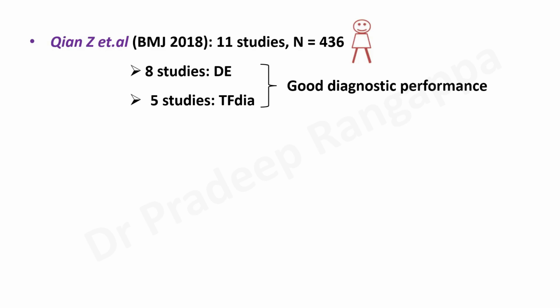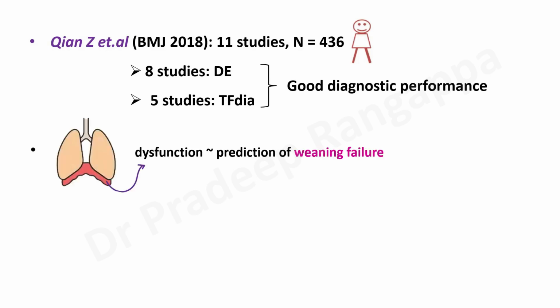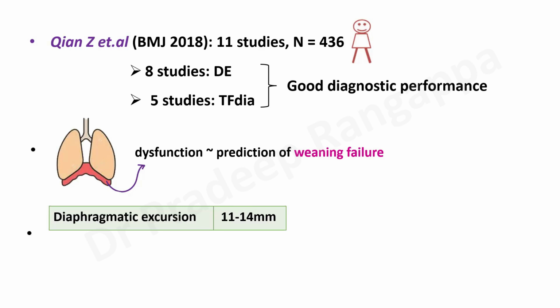So there are studies done. Tweans et al., 11 studies, 436 patients. 8 studies have looked at diaphragmatic excursion as a tool for weaning. 5 studies have looked at thickness fraction of the diaphragm as a tool for weaning. And they showed both these tests have good diagnostic performance. If there is diaphragmatic dysfunction, it is a clear indicator and a predictor of weaning failure.